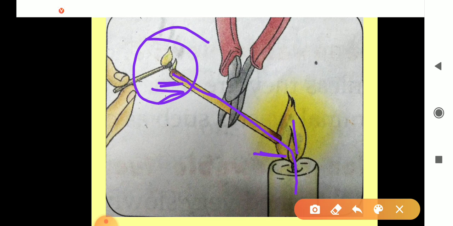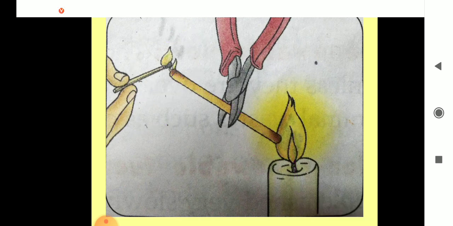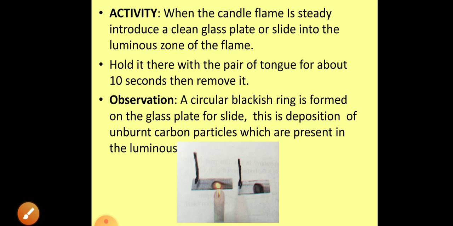Okay, and this proves that the innermost zone of the candle flame consists of wax vapors which burn at the other end of the glass tube. Okay, then this was to prove that the wax vapors burn to give the flame. Now, next.